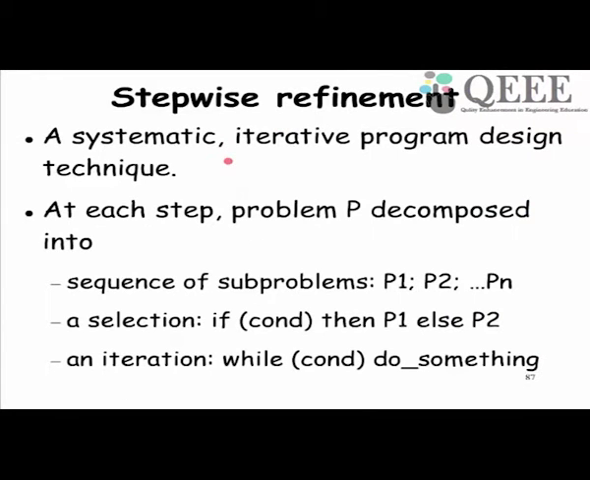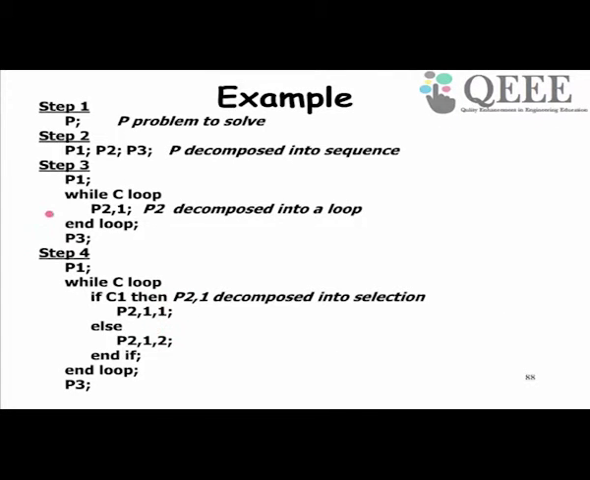A similar theme is in stepwise refinement, but here it is more systematic. In each step, the problem is decomposed into a set of problems, or there can be a selection, like if condition then P1 else P2, or it can be iteration. So it's not only simple decomposition as in the top-down approach; in stepwise refinement, we have three primitives: one is decomposition, another is if-then, and the other is do-while.